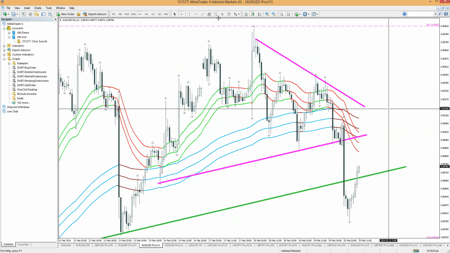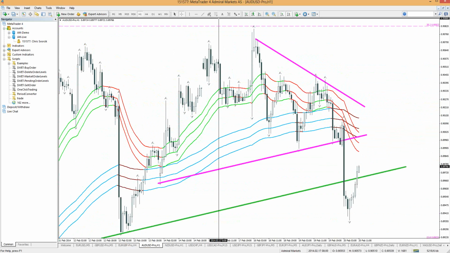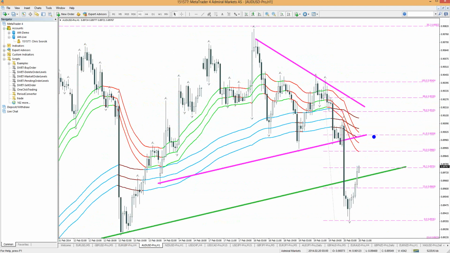Let's put a fib on this very downside here. And the 61.8 or the 78.6 looks pretty decent. Now, would you want to put an entry order there? Maybe you would, maybe not. If not, I personally probably wouldn't. I think it's too early for the Aussie.